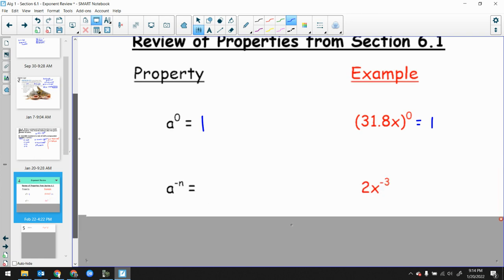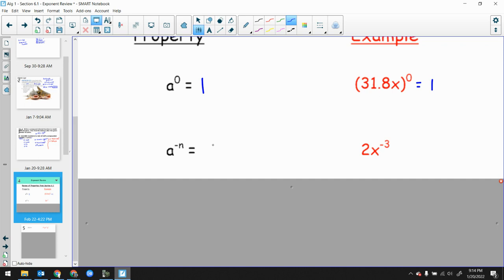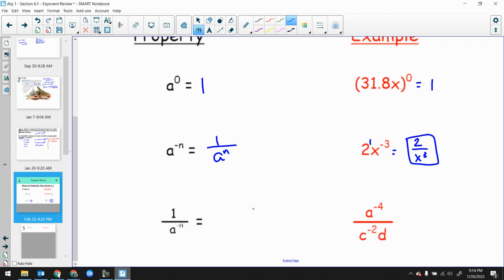Remember, a to the negative n. What happens with a negative exponent? The negative exponent makes it go down to the denominator and become positive. So in this case, remember, is the 2 happy? Yeah, don't move the 2. The 2 stays on the top. The x to the third goes onto the bottom. And there's my answer. All right.